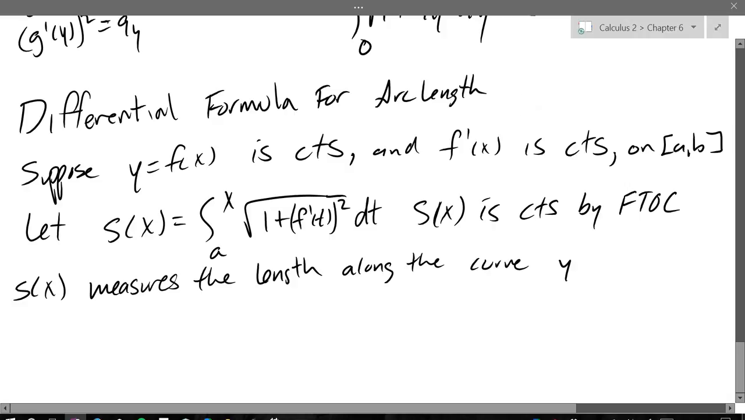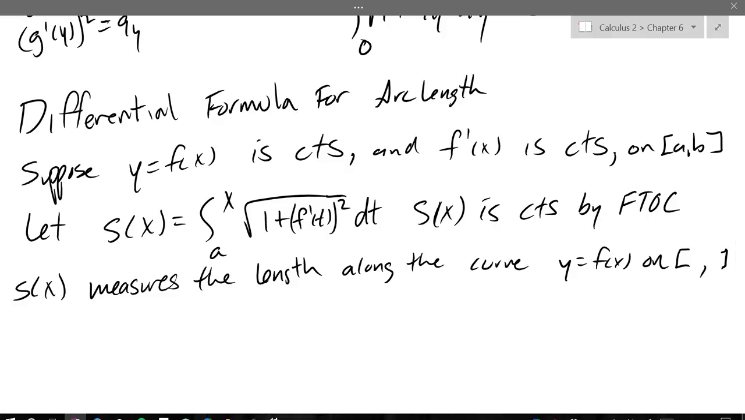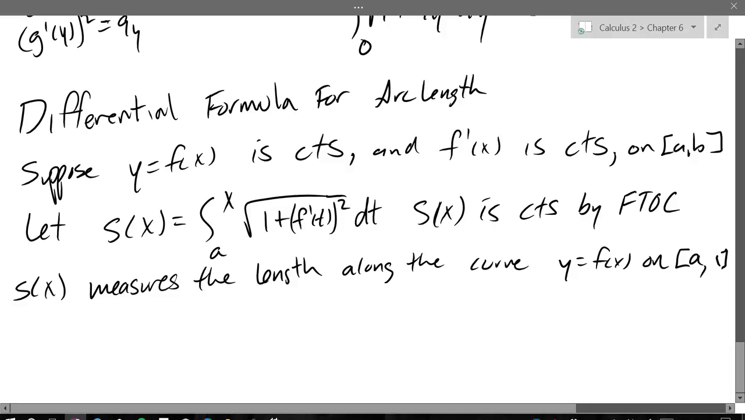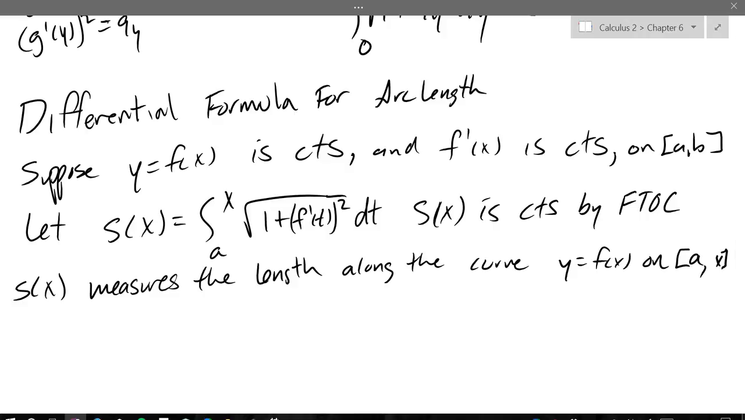Along the curve y equals f of x on the interval. What interval does this measure the length on? From what to what? You can definitely answer this question if you think about it. A to x. A to x. We better make sure x doesn't go past b, so you don't go outside of where you know you're continuous.